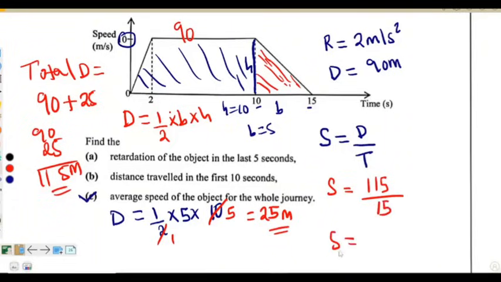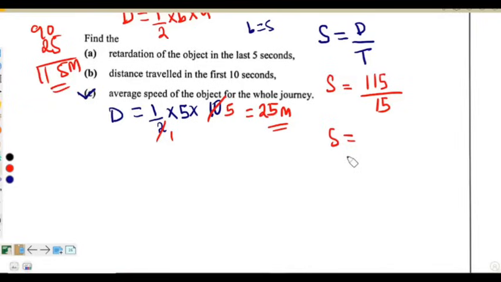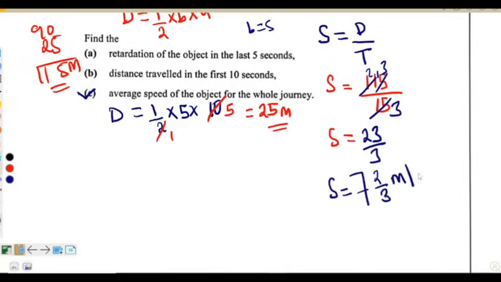So speed is equal to 115 divided by 15. We need to reduce. 5 into 15 is 3. 5 into 115 is 23. So we are going to have 23 over 3. So speed is equal to 3 into 23 goes there 7 times, remainder 2, so 7 and 2 over 3 meters per second. This is our answer for speed.